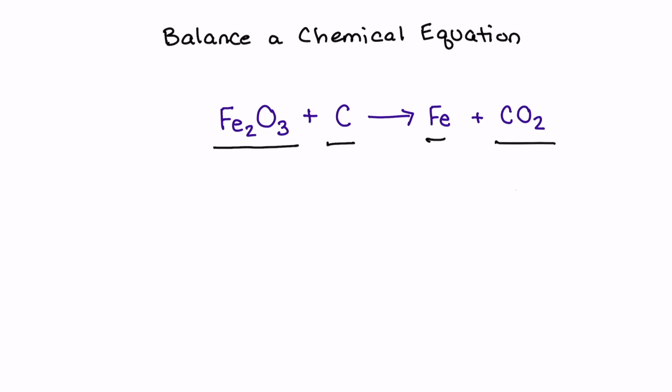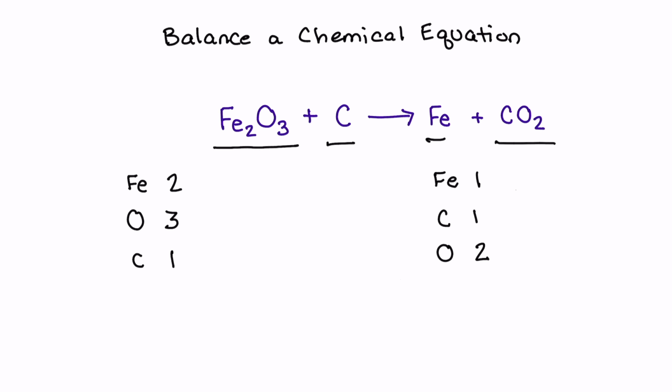Let's start by breaking down how many of each individual atom are present on each side of this equation. On the reactant side, we can see from that subscript 2 that we have 2 atoms of iron, we have 3 of the oxygen, and we just have 1 of the carbon. Over on the product side, we have 1 iron, 1 carbon, and 2 oxygen.